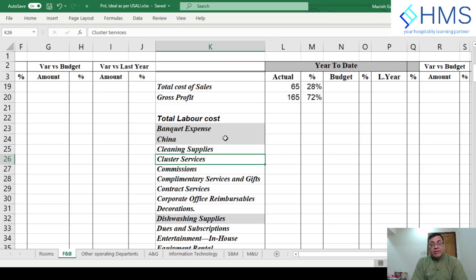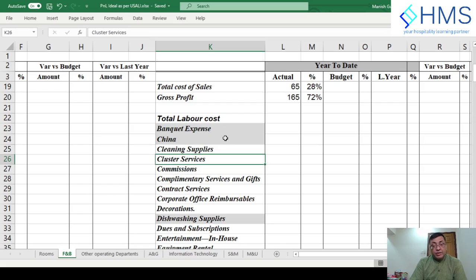Then you have cluster services, which is more of a similar nature. Commissions and complimentary services usually depend on the business. Contract services are usually fixed. Corporate services, corporate office reimbursable, is usually not in the restaurant contract or hotel control. They are more charged from the corporate office. So mostly you may not want to compare it against the revenue.